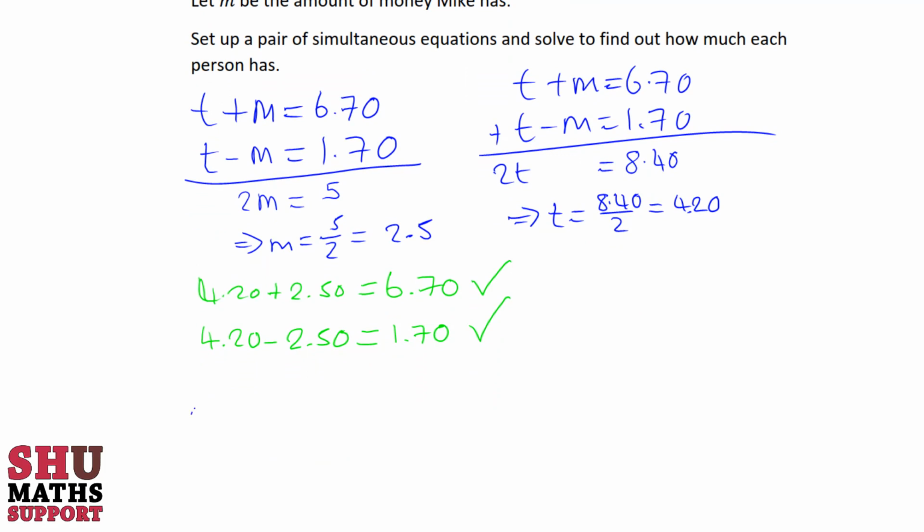So we want to write a final answer where we say Mike has £2.50 and Thomas has £4.20.